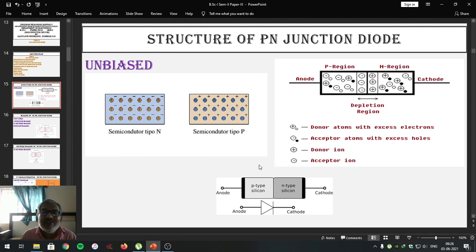The same structure is represented here. Look here. On this side there is a P-type semiconductor. On this side there is an N-type semiconductor. These are the metal contact terminals on both sides. One is the anode and the second one is the cathode. This is the internal structure which in short is represented in this particular diagram.